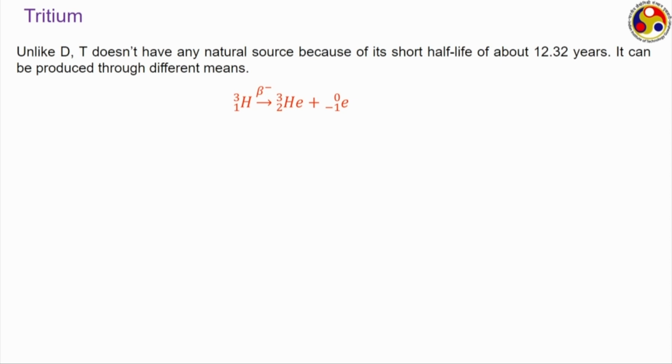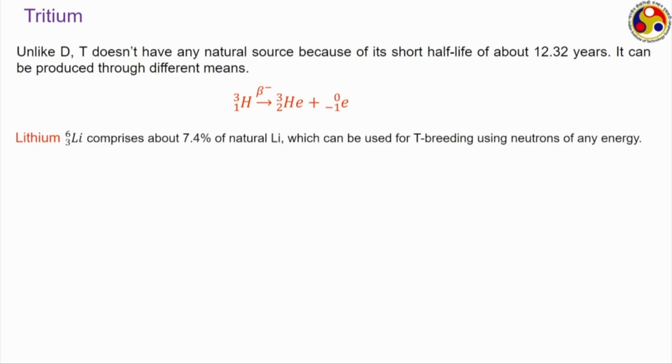That is the reason tritium can't be produced and stored for long duration; rather, as soon as the tritium is available, it is better to utilize that, just like in fusion reaction. There are several sources of tritium, and the first source is lithium.